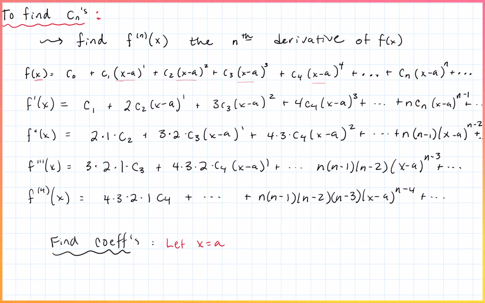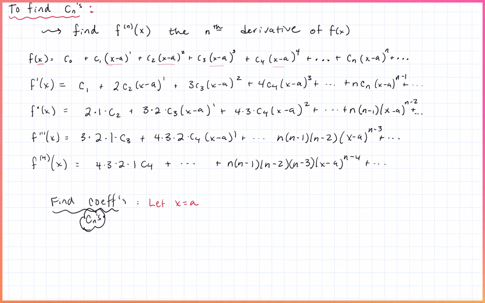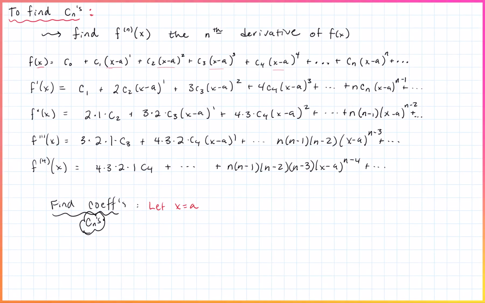So if we want to find the c sub n's, let's plug in x equals a and see what happens. So f of a is equal to, of course, just the constant c naught, because all the other terms disappear. F prime of a is going to be equal to just c1.